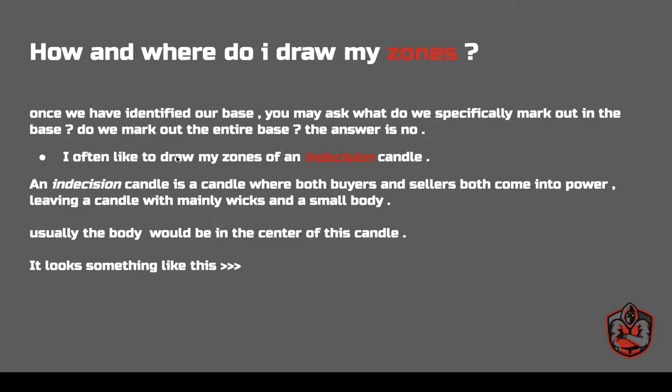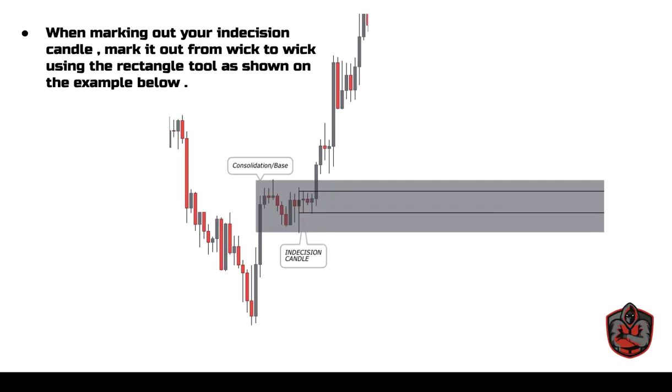I often like to draw my zones off an indecision candle. An indecision candle is a candle where both buyers and sellers come into power, which leaves a candle with mainly wicks on either side and a small body. Usually the body would be in the center of this candle, and it looks something like this.